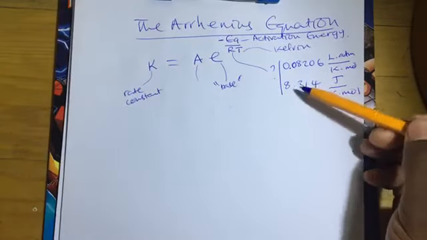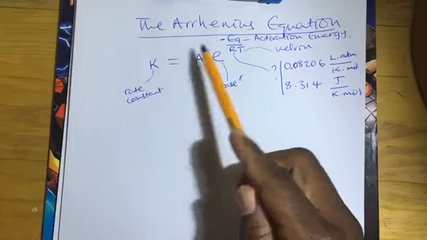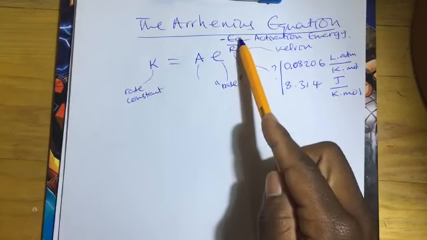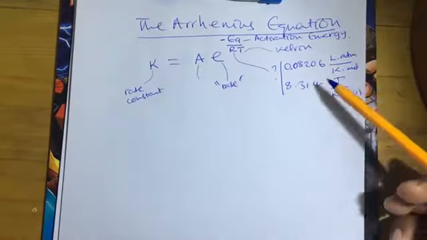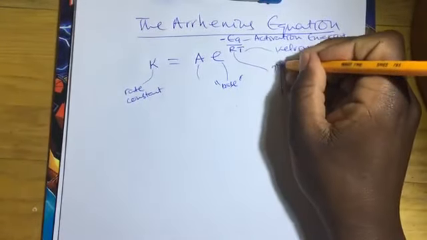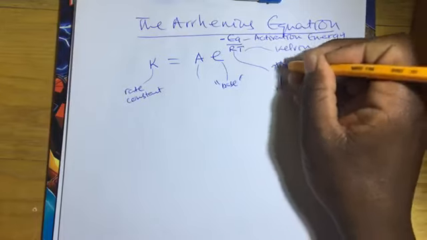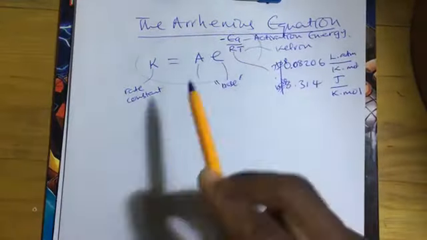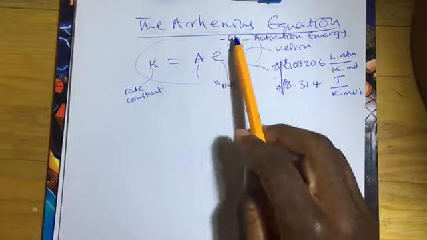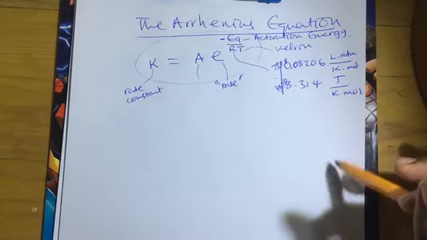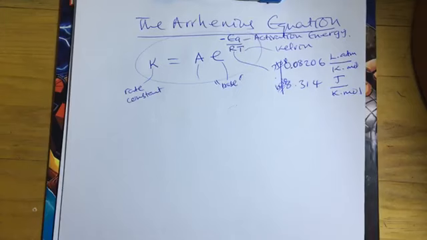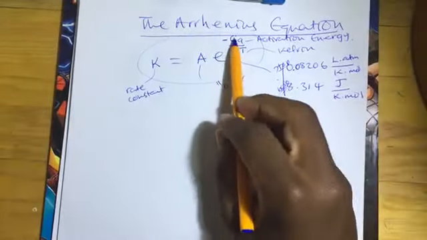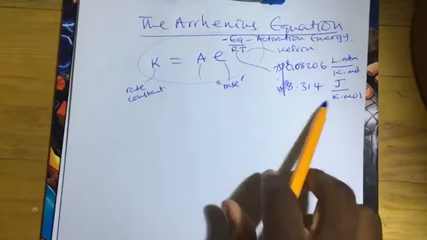Which one do you think is appropriate? This expression involves activation energy, and energy, you know, is measured in joules. So which of these two constants is most appropriate for use in this equation? The one below, yes, because the one below has joules. This energy is measured in joules, so the one below should be used.